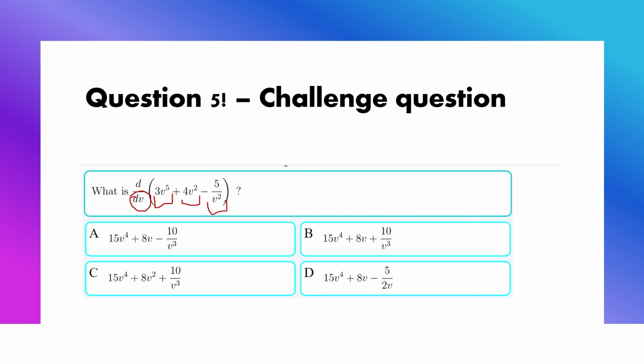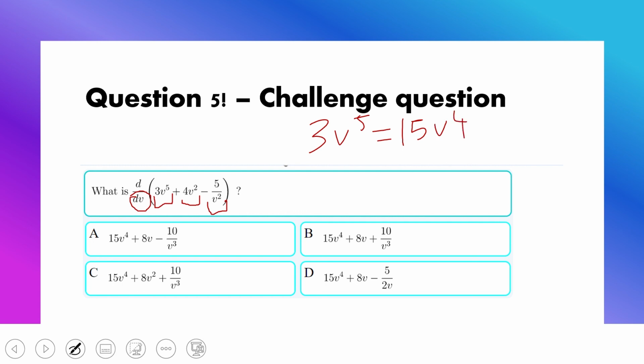So let's find the derivative of 3v to the power of 5. So 5 times 3 is 15, v, 5 minus 1, which is 4. Right? Now let's look at 4v squared. So 4 times 2 is 8. Leave v as it is, and then 2 minus 1 is just 1.